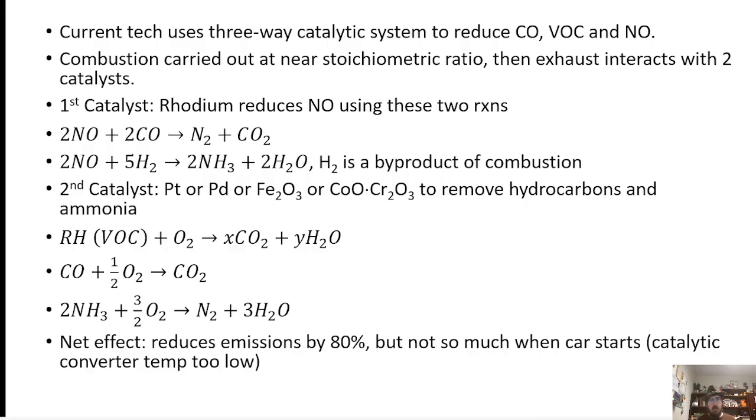This platinum, usually in the second catalyst, is probably why people steal your catalytic converters. Platinum is a pretty rare metal. But the net effect reduces our emissions by about 80%. However, this needs a hot system to work. So when your car initially starts, you're dumping a bunch of VOCs and NO out the tailpipe because the car needs to warm up before the catalytic converter actually works.